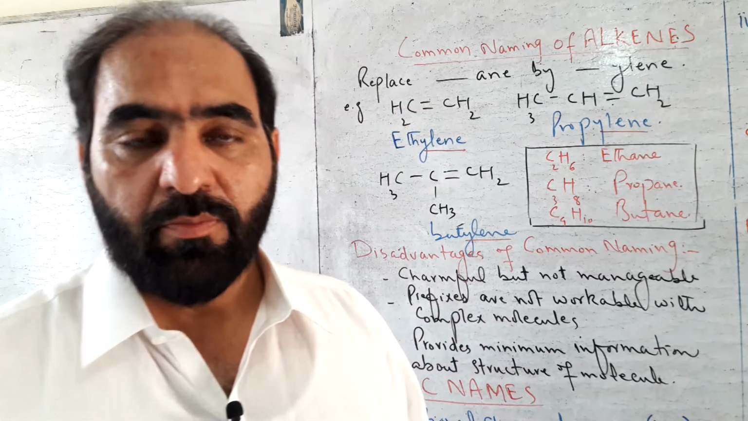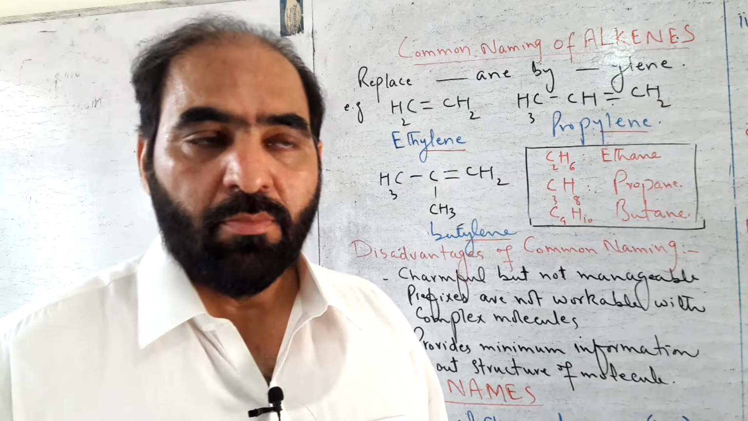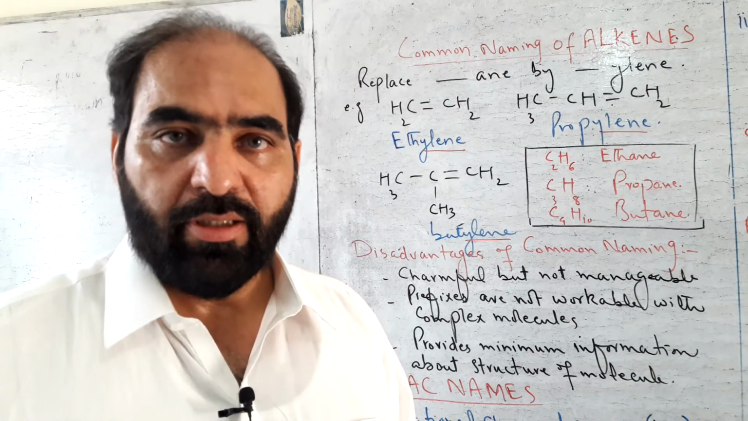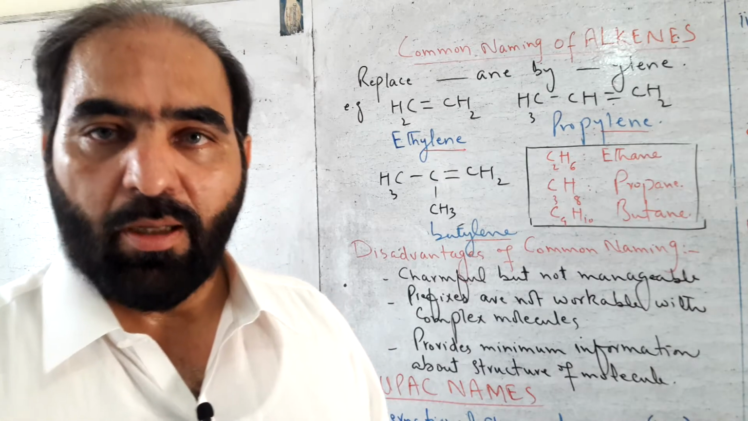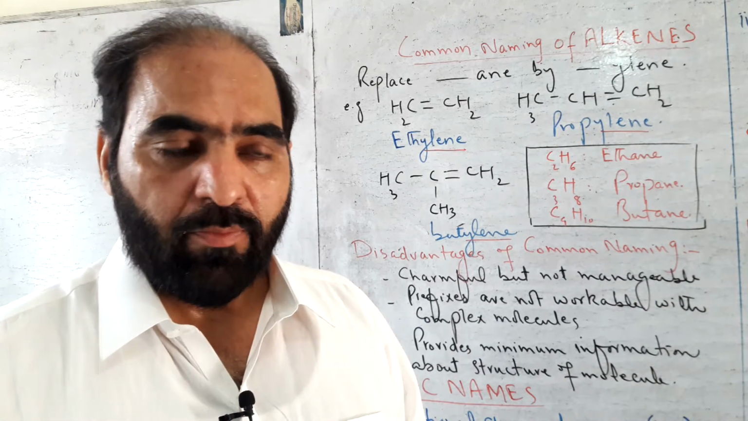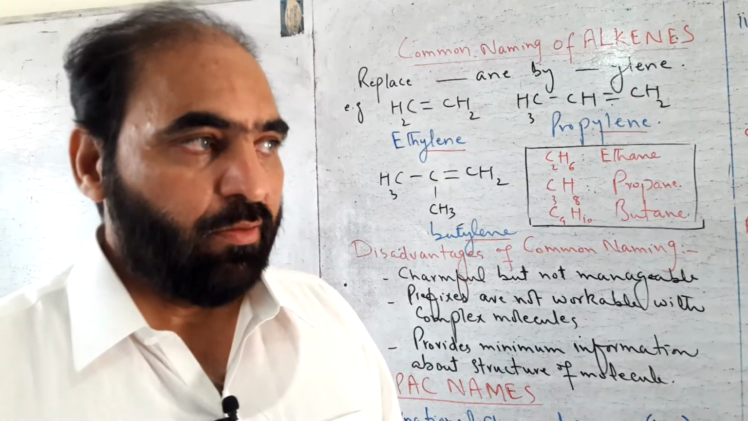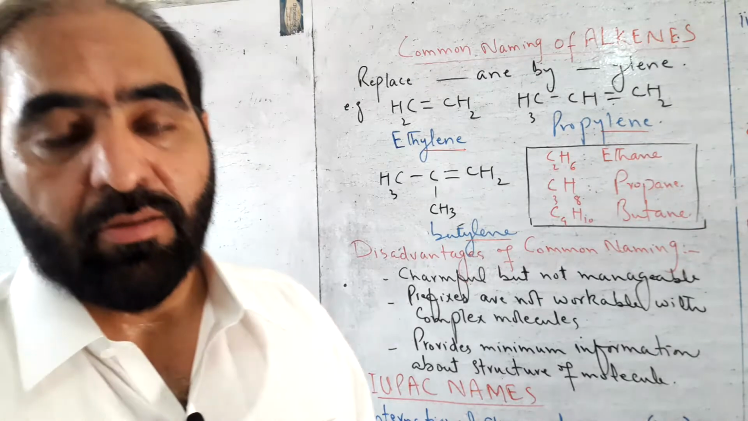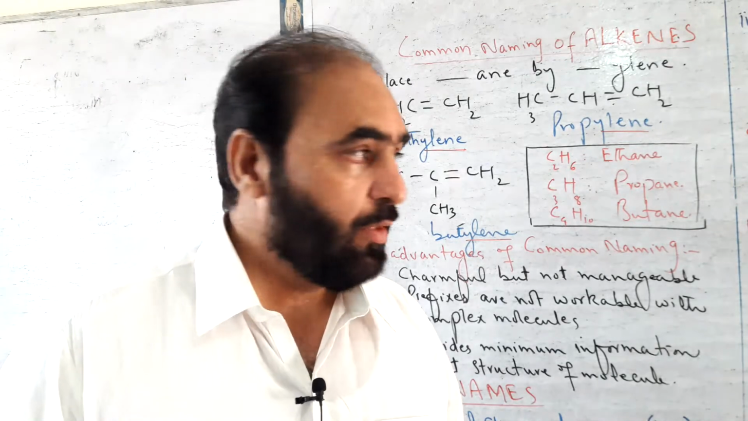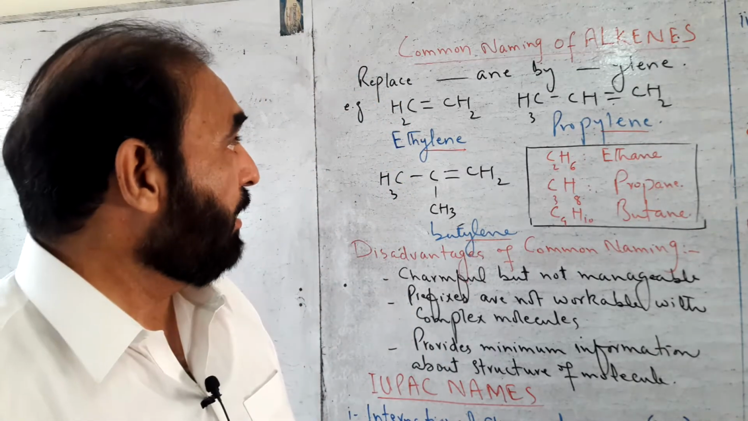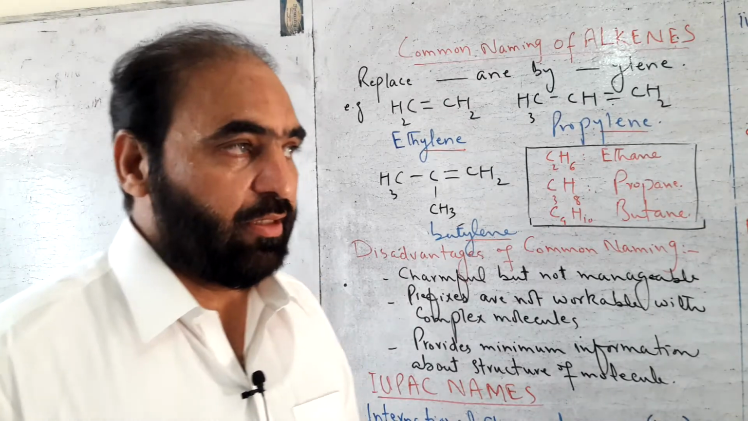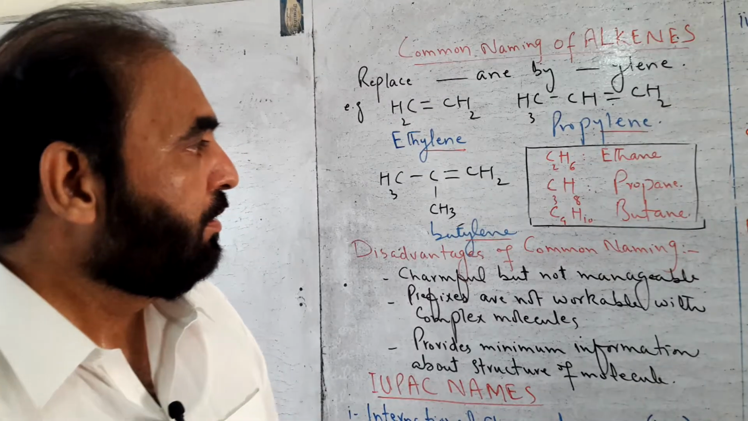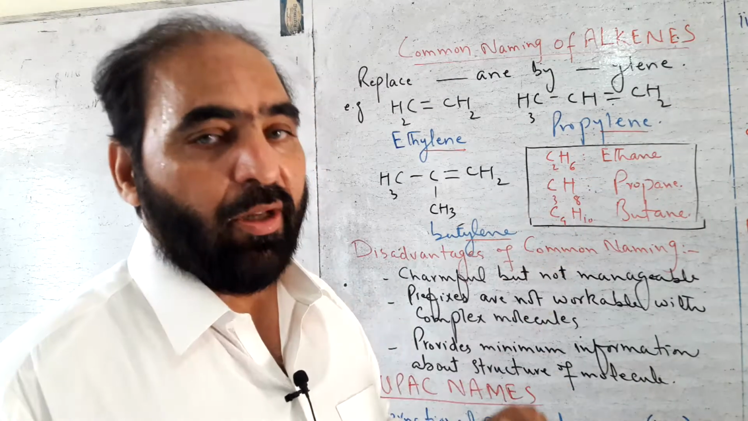In last lecture, first lecture of chapter number 8, we have started nomenclature of organic compounds by common methods. Today, I will teach you the nomenclature of alkenes by common method. So far as common naming of alkene is concerned, we see the name of corresponding alkane.